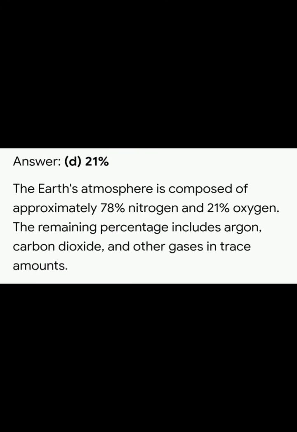The next question: the percentage of oxygen in the atmosphere is approximately dash. Earth's atmosphere contains 78% nitrogen and 21% oxygen. The remaining percentage includes argon, carbon dioxide and other gases in trace amounts. So the answer is 21%.